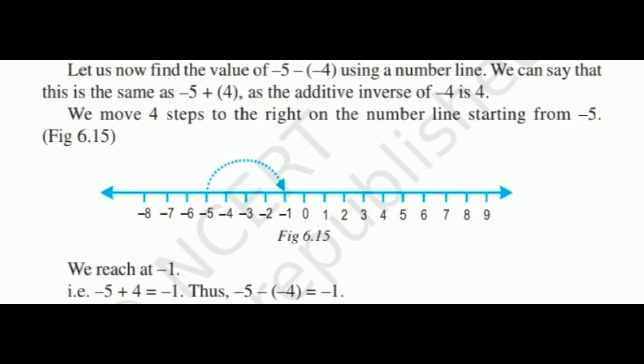We can say that this is the same as minus 5 plus 4, as the additive inverse of minus 4 is 4. We move 4 steps to the right on the number line starting from minus 5. So you can see we will be reaching minus 1. That is, minus 5 plus 4 is minus 1. Thus minus 5 minus bracket open minus 4 bracket close is equal to minus 1.